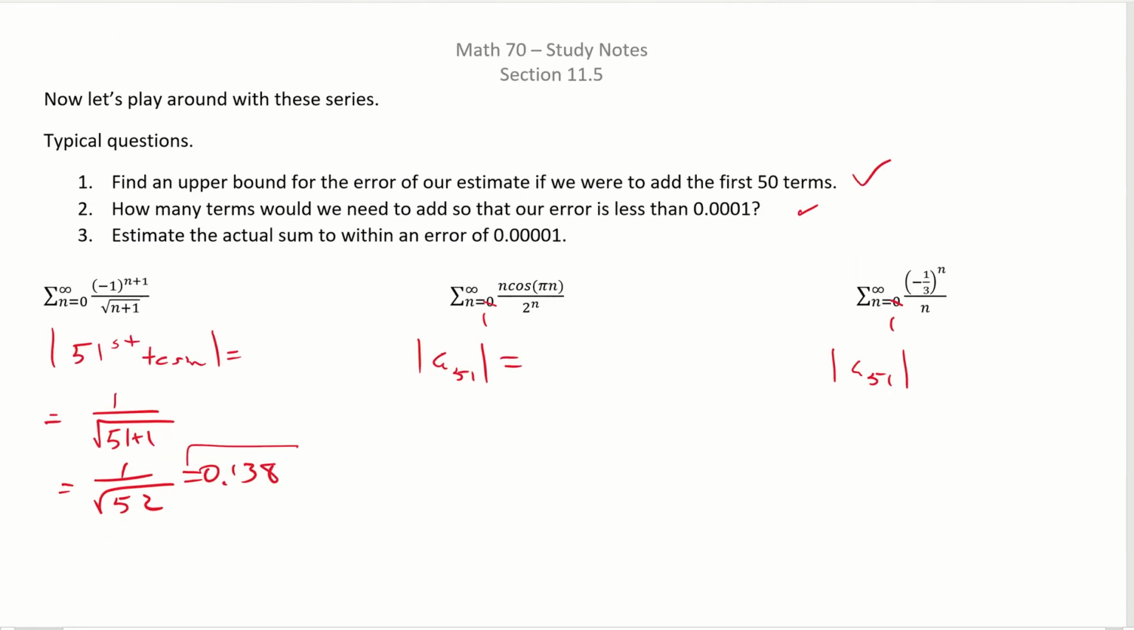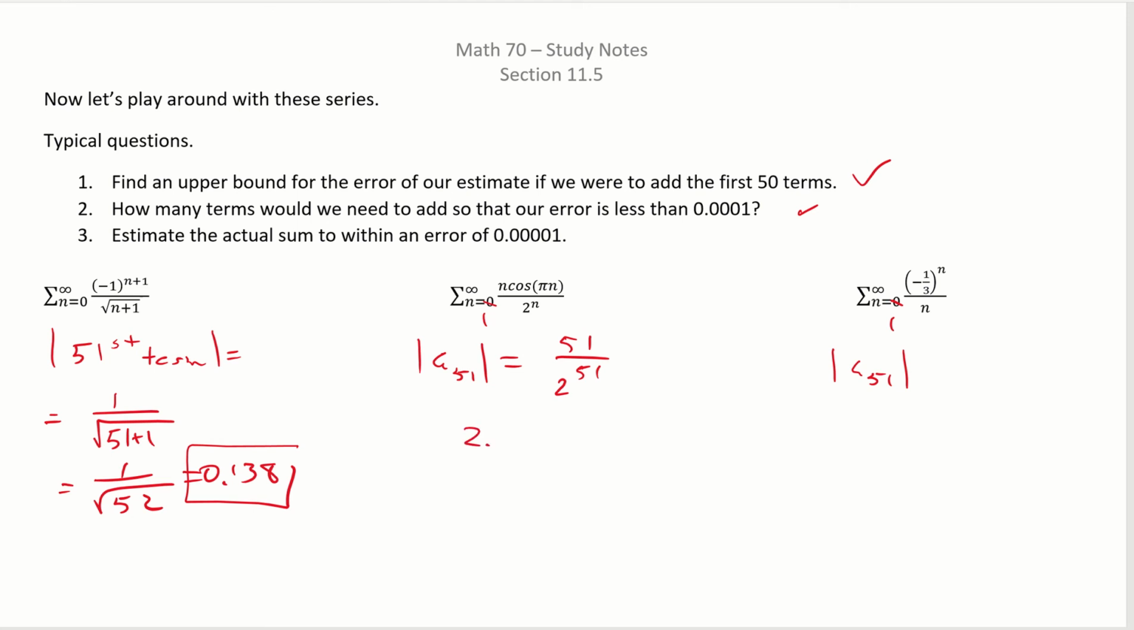So this guy's error is not so good. He's actually going even slower. How about this one? I ignore the cosine. I just simply go, what is 51 divided by 2 to the 51? You're going to like this one. So 51 divided by 2 to the 51 is really small. It's 2.26 times 10 to the negative 14th.